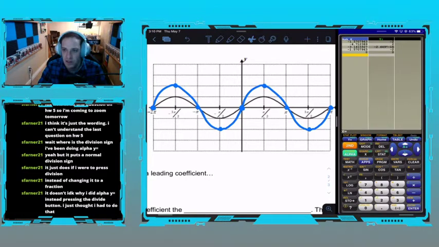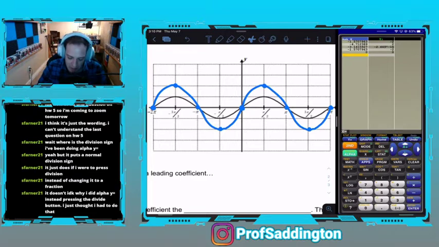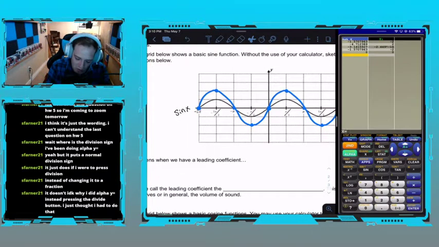Yeah, you don't have to, Sierra. I tried doing it yesterday, and then I realized it didn't work. So that's why I just started hitting the division sign, and that's it. So I'm just going to label this. The blue one was 2 sine x.